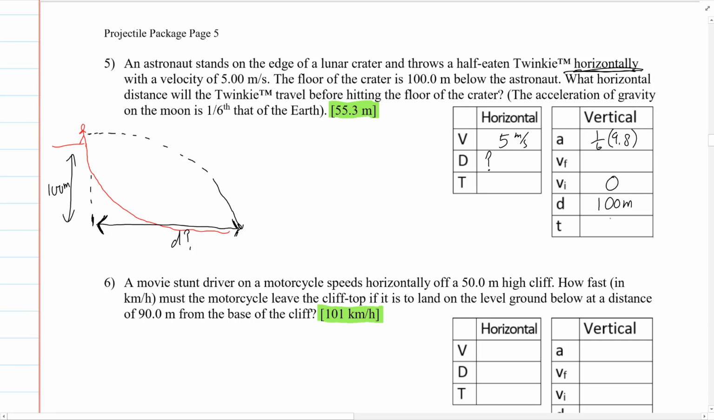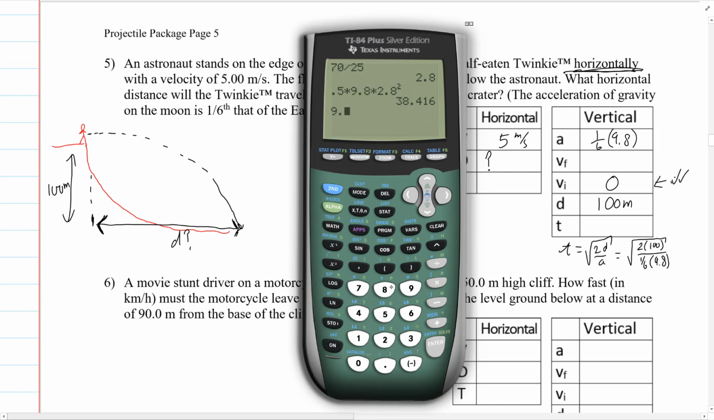Okay. So the time is what we want to figure out and bring it over to there. And the time, like done before, is going to be the square root of 2d over a. I can do that because the vi here is 0. So this will be 2 times 100 divided by 1/6 of 9.8. So if you want to get that number, 9.8 divided by 6, this number is actually 1.633.